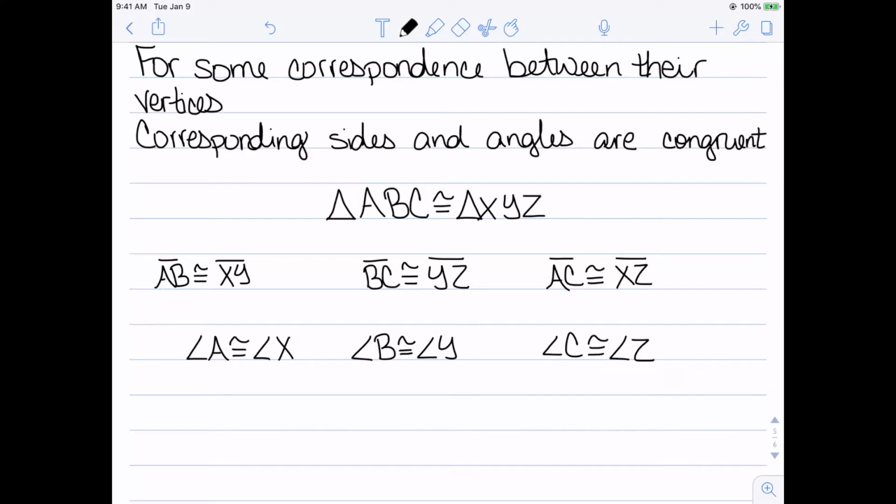And similarly with the angles, angle A is congruent to angle X, since both of those letters come first. Same thing, the second letters in this congruence are B and Y, so angle B should be congruent to angle Y, and similarly angle C is congruent to angle Z. As of right now, if we want to show congruency for triangles, we need to show all 6 of these things. However, it's often that we can get away with less, and our magic number is going to be 3. We want to be able to show 3 things.